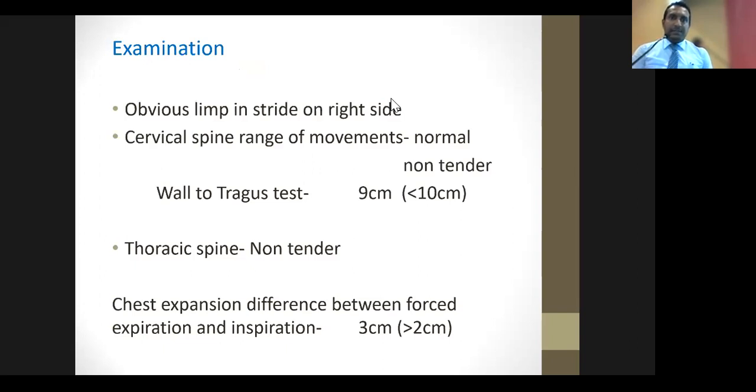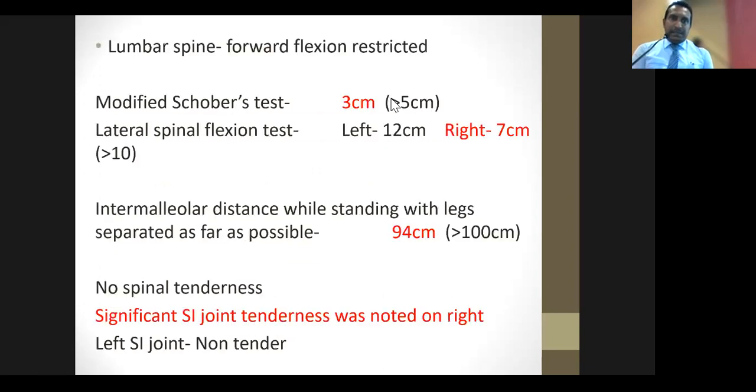However, the cervical spine and the thoracic spine examination was found to be normal. Cervical spine range of movements were normal, non-tender. Wall to tragus test was 9 centimeters, which is within the normal range. Thoracic spine was also non-tender, and the chest expansion difference between forced expiration and inspiration was also 3 centimeters, within the normal range. But in the lumbar spine examination, we had some significant findings.